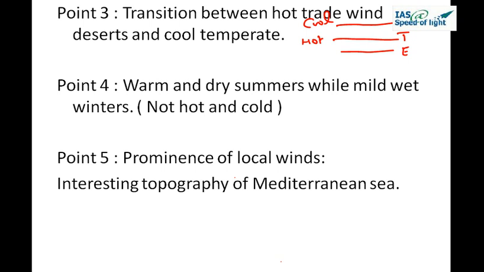We have seen this warm and dry summers while mild wet winters. So be careful here. If you're going to get some graph in the UPSC exam which shows rainfall throughout the year, some rainfall in the summer months as well, but more rainfall in winters, if you see that characteristic, immediately you have to point out it's a Mediterranean type of climate. And the prominence of the local winds, interesting topography of the Mediterranean Sea, we have already seen this. So the Mediterranean form of climate is important for UPSC.